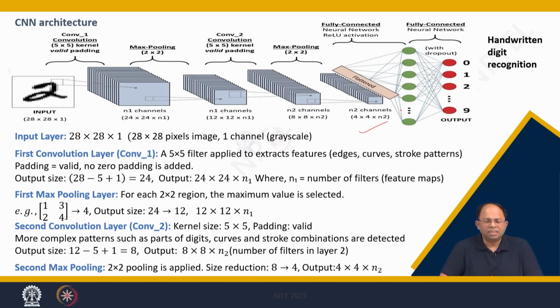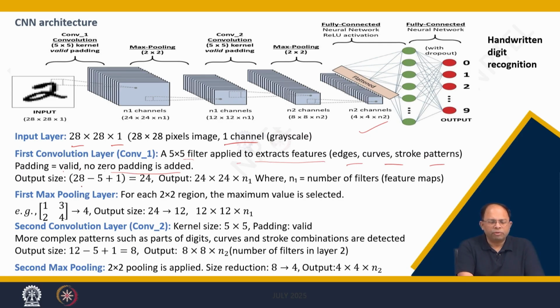Now coming back to that image that we started with, now that we know all the different steps in detail, let us see how this gets translated or can be explained in this particular image. In this image, we are seeing the input layer to be 28 by 28 into 1. The 1 is because it's a black and white image, so there is only a single channel, grayscale. And then the first convolution layer, conv 1, so we have got 2 convolution layers over here. The first convolution layer is a 5 by 5 filter applied to extract features, either edges, curves, stroke patterns, and so on. And padding is valid, that is, no zero padding is added in this layer.